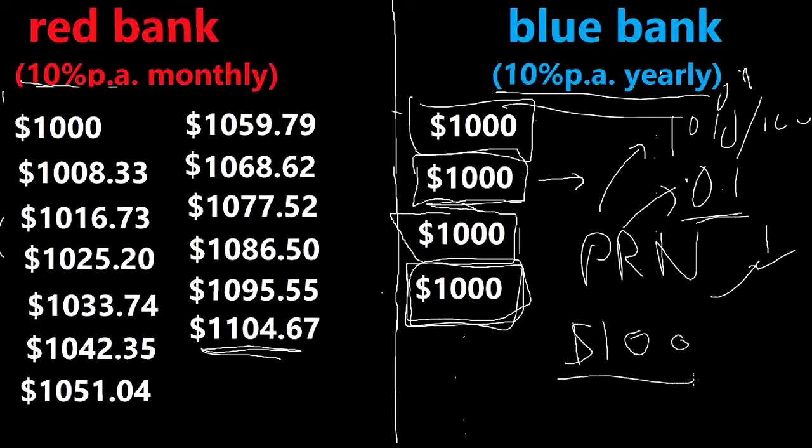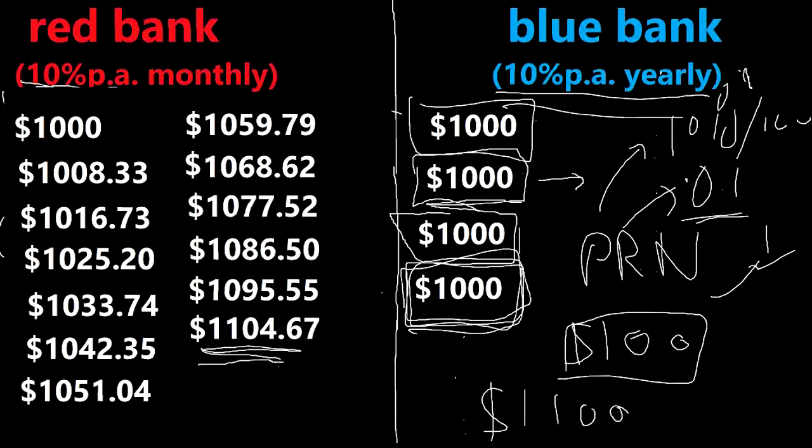Now, if we add our interest plus our principal, which will give us the total money in our account at the end of the year, we can see we only have $1,100 at the end of the year. So as we can see, the red bank is better, and the reason why this red bank is better is because it is doing something called a compound effect.